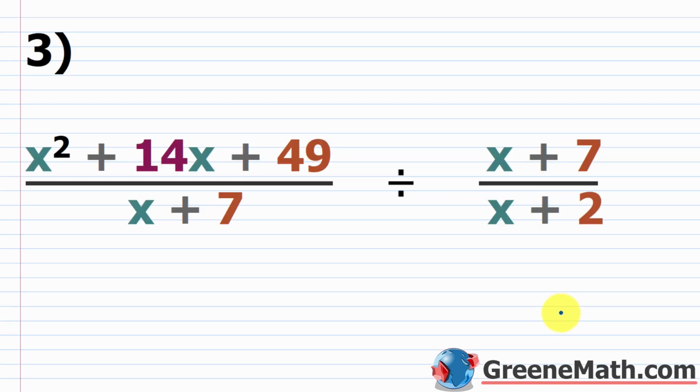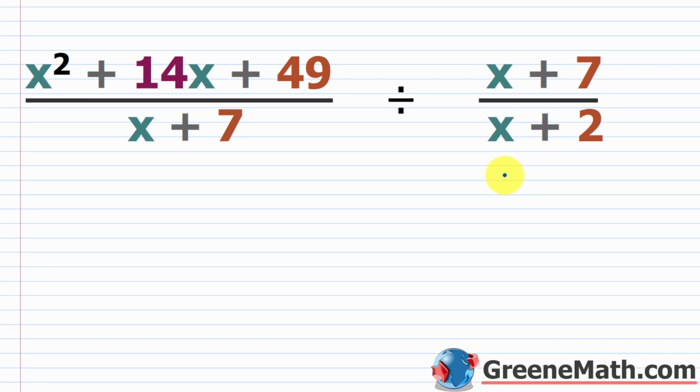All right, let's look at problem number 3. Now we have a division problem. And so let's read the problem, and then I'll go through what we're doing here. So we have x squared plus 14x plus 49 over x plus 7, divided by x plus 7 over x plus 2. So if you're dividing rational expressions, you have one additional step. You're going to convert this division into multiplication of the reciprocal. So just like we did with fractions.